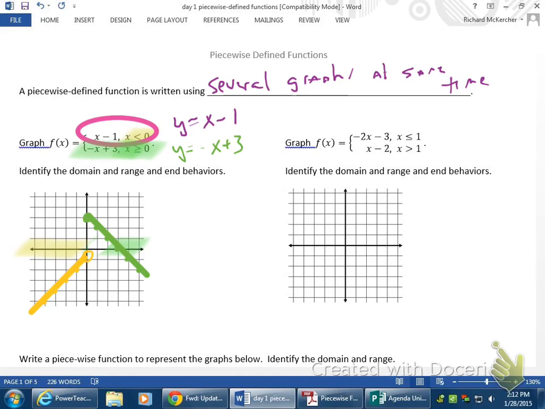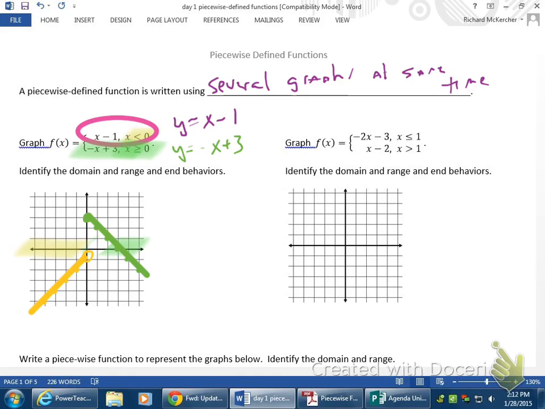Now, another thing to notice real closely is to pay attention to what has an open circle and what has a closed circle. On the yellow, I put an open circle on the 0, because if I look very carefully up here, it says that x is less than 0, but it's not equal to it. On the green, I put a closed circle, because on the green it does say that it's greater than or equal to the 0.